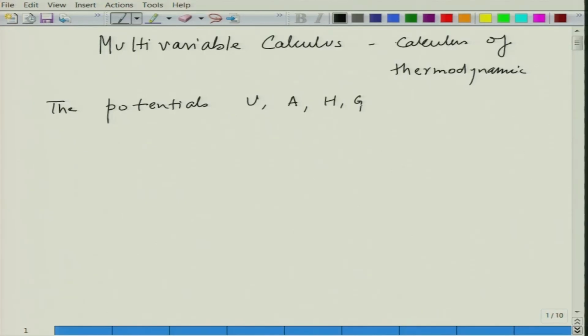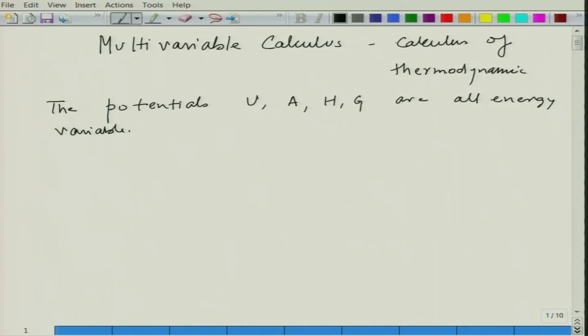A, H and G, and for A, the Helmholtz free energy, the natural variables, as we know, are T, V and number of moles, and similarly for H and G there are certain natural variables, but these are all energies. So these are all energy variables basically, and one of the important things is that there is nothing called energy zero. That's something which we must understand.